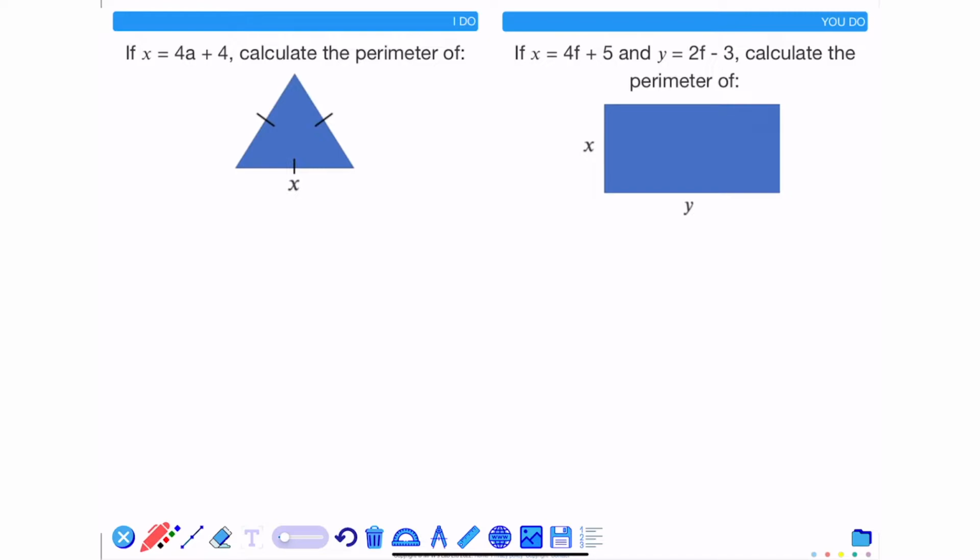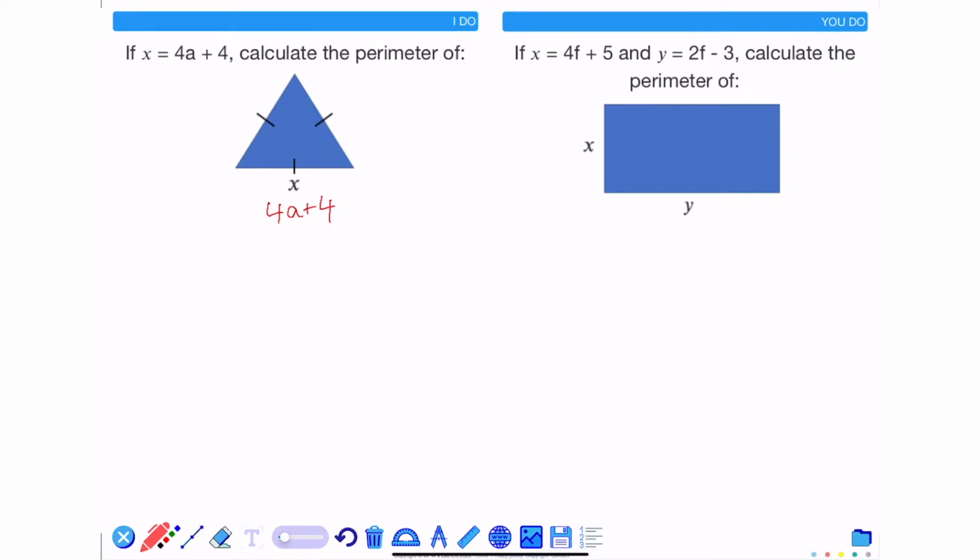In this video, we're going to take a look at how we can collect together like terms in a contextualized problem. With the example on the left-hand side, I've been given an equilateral triangle, and I need to calculate the perimeter, the distance around the outside. I know that x is 4a plus 4.